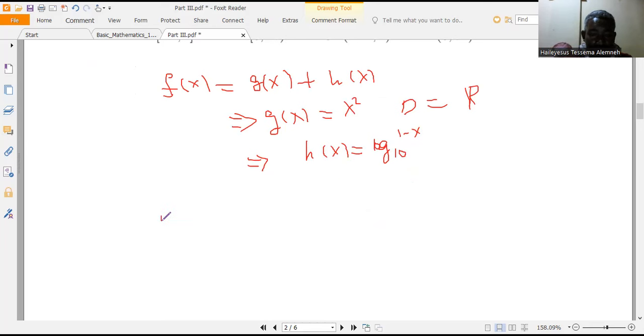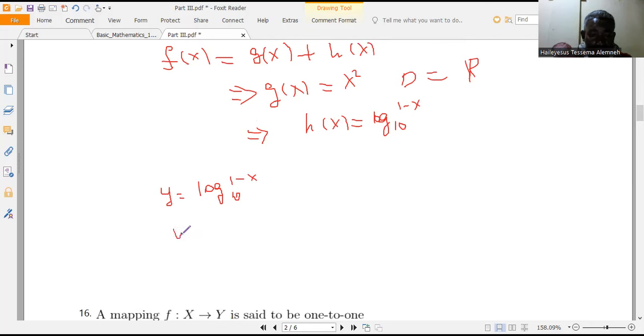Therefore, we can write y, which is equal to log of 1 minus x in base 10. So we can write this as 10 to the power of y, which is equal to 1 minus x.